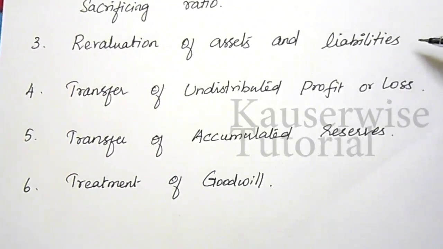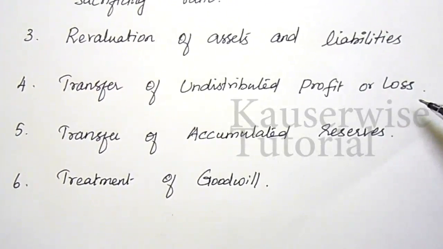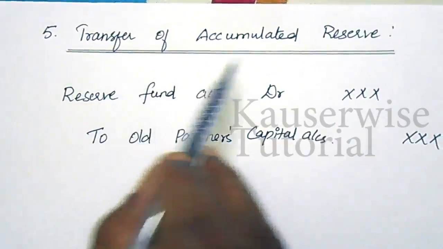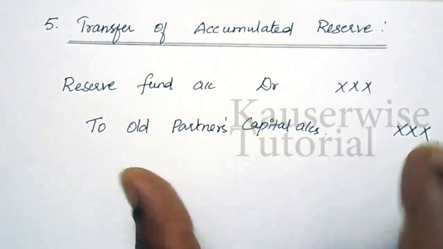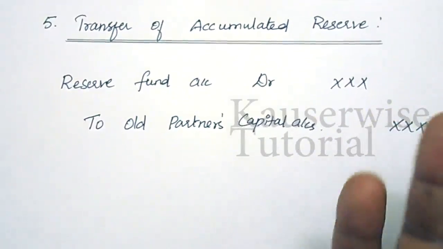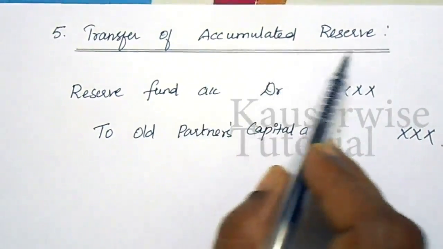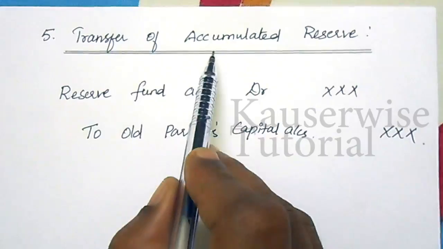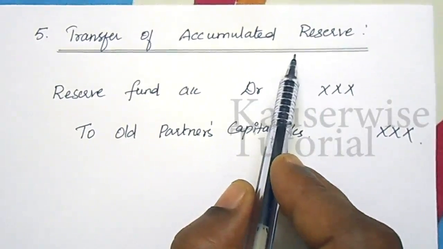Look at the adjustments. So far we have discussed revaluation of assets and liabilities, and transfer of undistributed profit or loss. Now we are going to see the next adjustment, that is transfer of accumulated reserves. Generally in a partnership firm, every year out of profit, they make some portion as reserve. They maintain some reserve for future or unexpected loss. This is called accumulated reserve. For example, general reserve, contingency reserve, or any other reserve fund is called accumulated reserve. It is a portion of profit which they have accumulated to meet unexpected future loss.